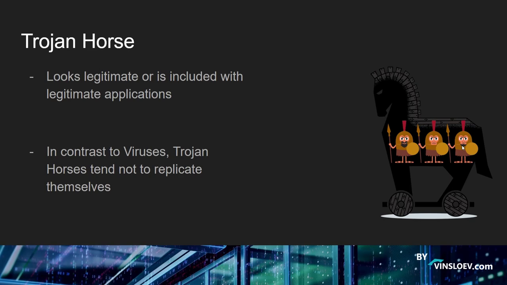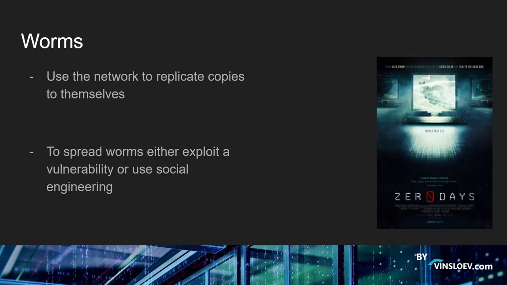But compared to viruses, Trojans tend not to replicate themselves. They really just try to do the damage that they are programmed to on the system that they get access to. Then we have the worms. Worms use networks to replicate and copy themselves. So when you get a worm on your system, you can count on that it will try to replicate to all systems within your local network or through the internet.